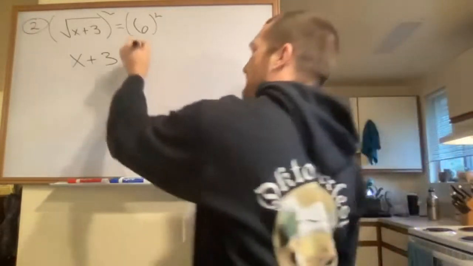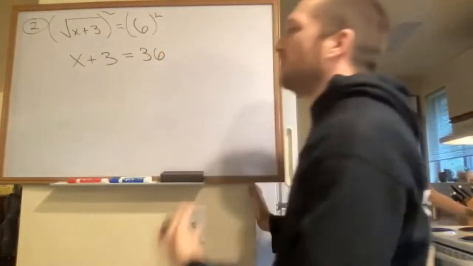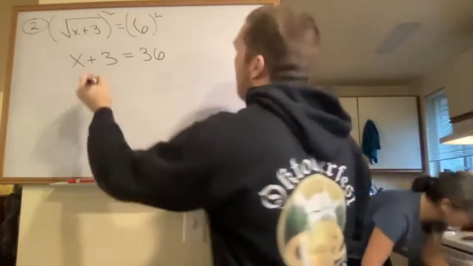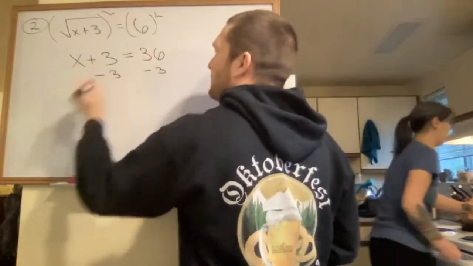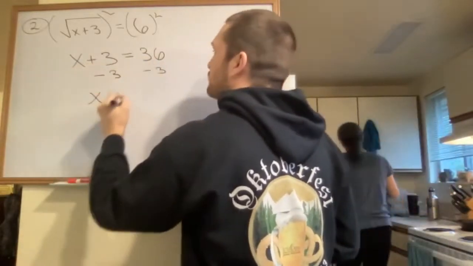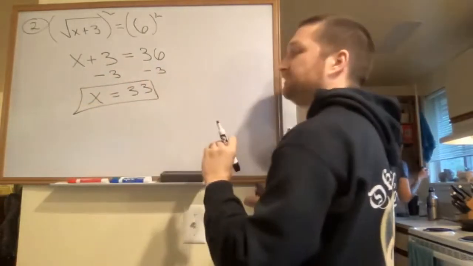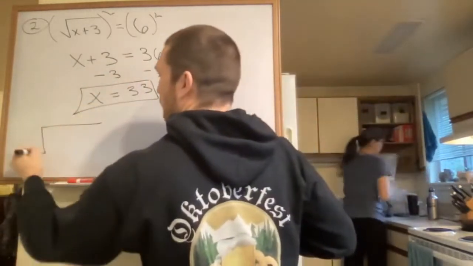36. So I've taken off my shoes. Now how do I take off my socks? Minus 3 from both sides. There we go. That gives me x is equal to 33. The last thing we have to do is what? Check it in the original equation.